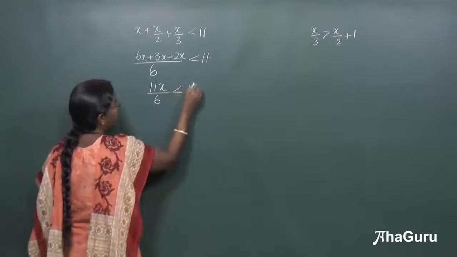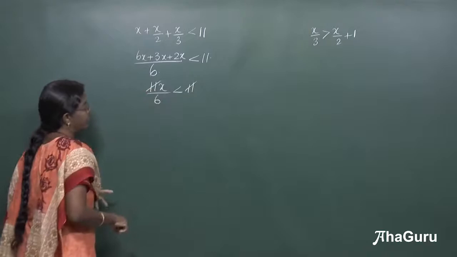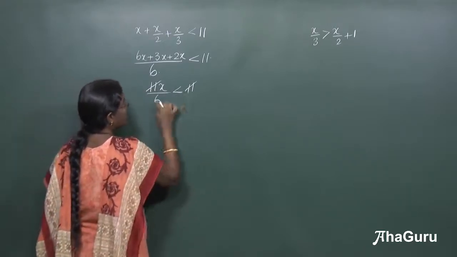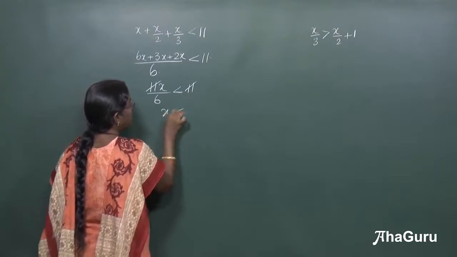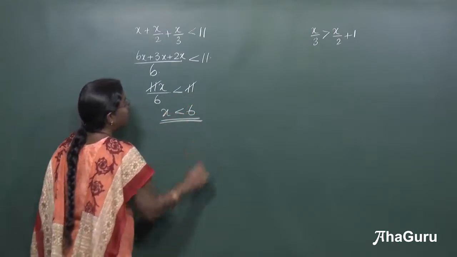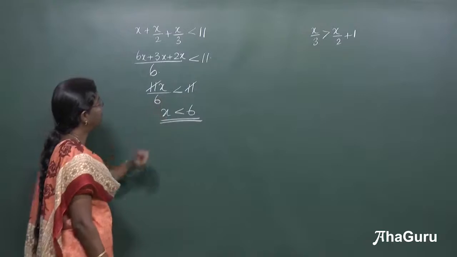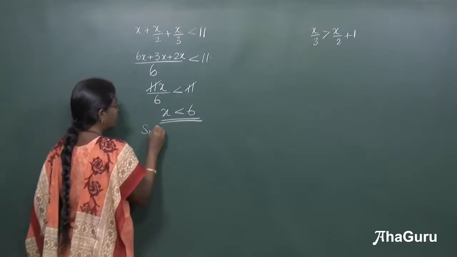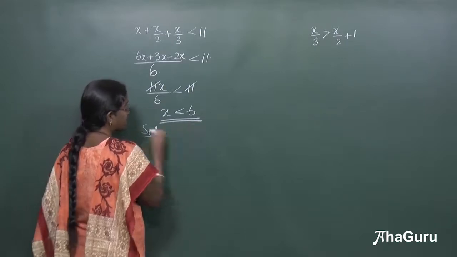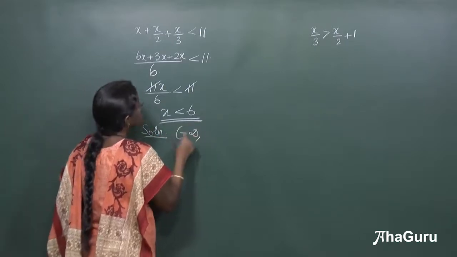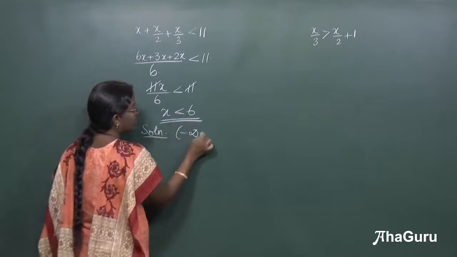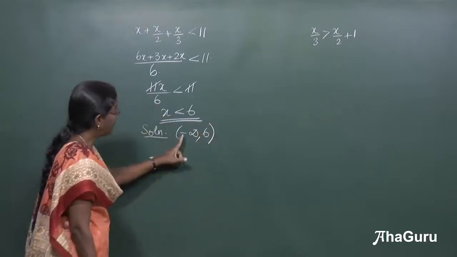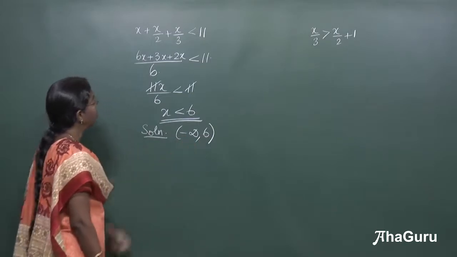Now, you can divide both sides by 11, which is a positive constant, so the inequality does not change. And this 6, which is a positive constant, take it to the other side, we get x is going to be less than 6. Rewrite this inequality, you get x is less than 6. So, the solution here, less than 6, will be minus infinity to 6. It is a strict inequality, so it will be the open interval. Solution will be the open interval minus infinity to 6.